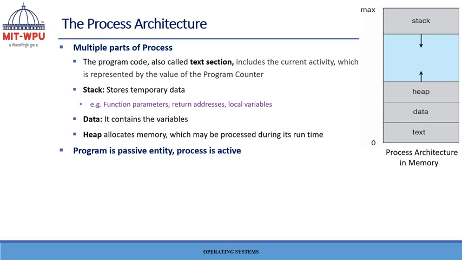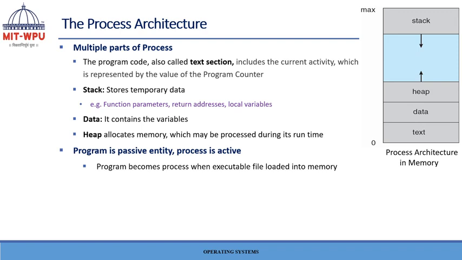We emphasize that a program by itself is not a process. A program is a passive entity, such as a file containing a list of instructions stored on disk, often called an executable file, whereas a process is an active entity with a program counter specifying the next instruction to execute and a set of associated resources.